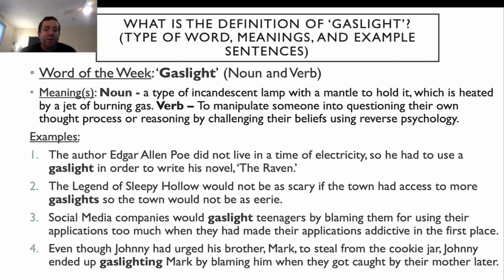Another example is even though Johnny had urged his brother Mark to steal from the cookie jar, Johnny ended up gaslighting, and we can use the -ing here in the verb form, ended up gaslighting Mark by blaming him when they got caught by their mother later. So Johnny urged his brother Mark to steal from the cookie jar. Mark got caught, and then Johnny blamed Mark for getting caught, even though he urged Mark to steal from the cookie jar.